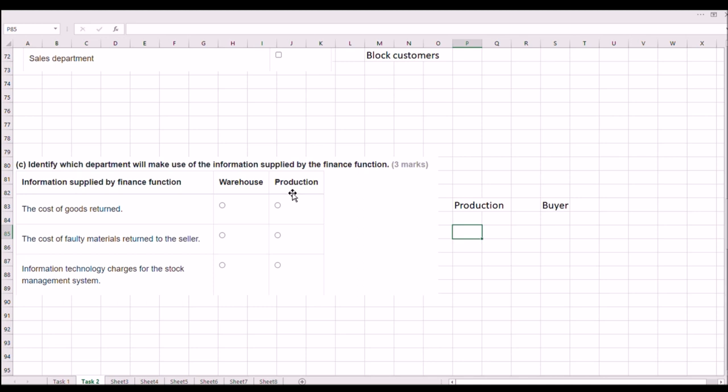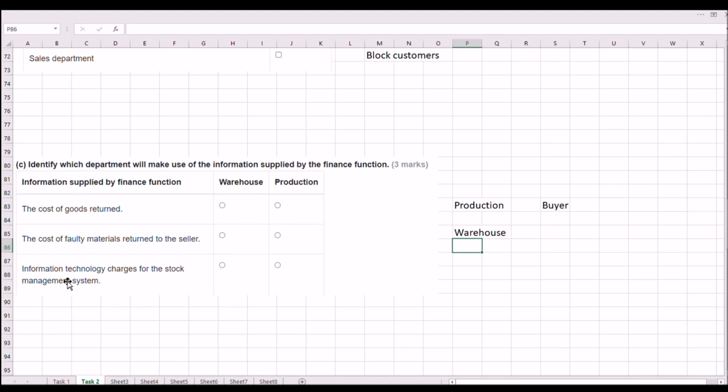Well, the warehouse department is going to have to record the materials returned from the seller. Or, well, returned to the seller. So cost of faulty materials returned to the seller. The answer is warehouse in here, right? And this is cost of goods returned here, cost of faulty materials returned here. Same thing. One's production, one's warehouse, according to AAT. The reality is both are interested. You just have to roll with it.